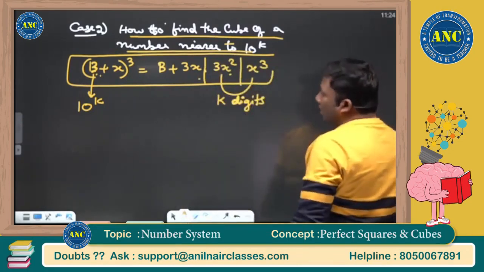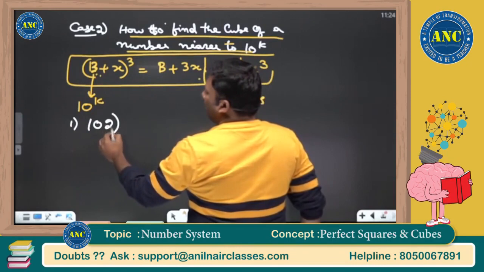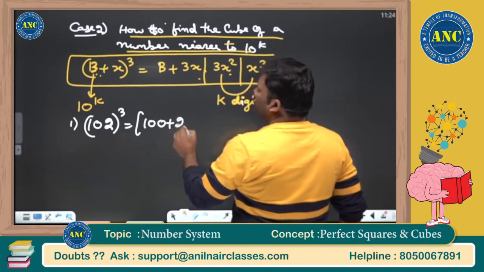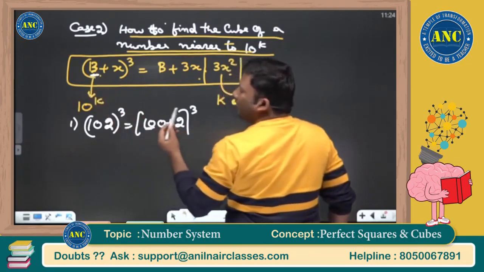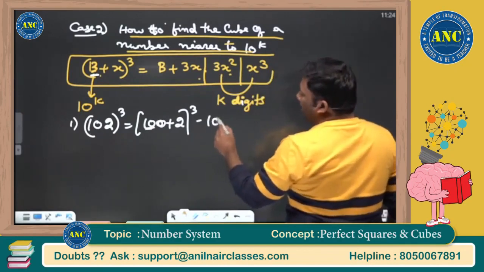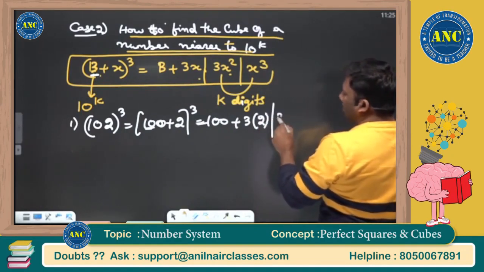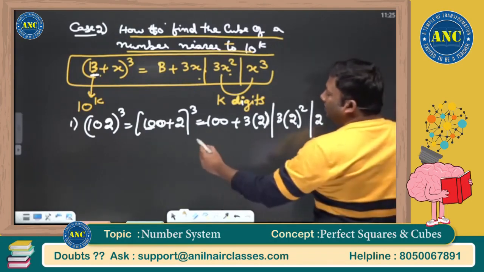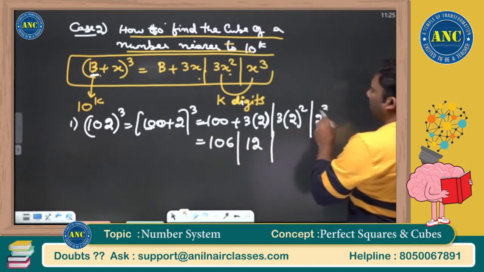A few problems will be very easy for you. First problem: 102 whole cube. This is nothing but (100 plus 2) power 3, since 102 is 2 more than 100. The b value is 100 and the x value is 2. So the answer is b plus 3x, which is 100 plus 3 into 2, next 3x square, and next x cube. 100 plus 6 is 106. 4 threes are 12. 2 cube is 8.